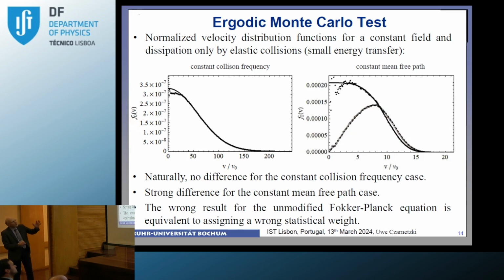And here also the situation is very simple. We have only elastic collisions, which are allowed here to have a small energy transfer, which is really small due to the mass ratio between the electrons and the neutrals. So we keep everything simple so that we can trace it and actually analytically calculate it. And if we have a constant collision frequency, of course, it doesn't matter. Everything agrees: the analytical solution, the original form of a Fokker-Planck, this modified form of a Fokker-Planck, everything is the same, and we get this distribution function.